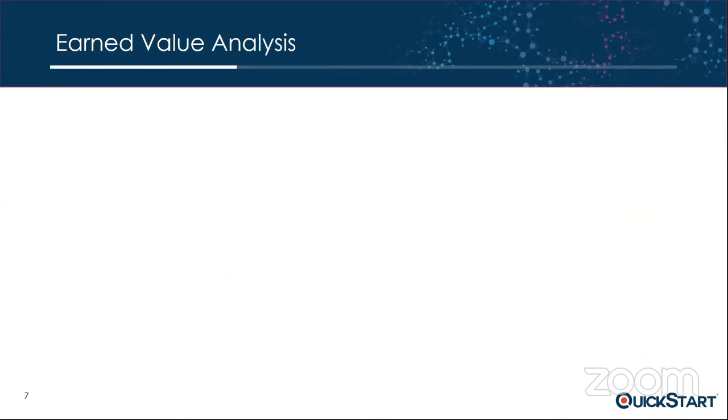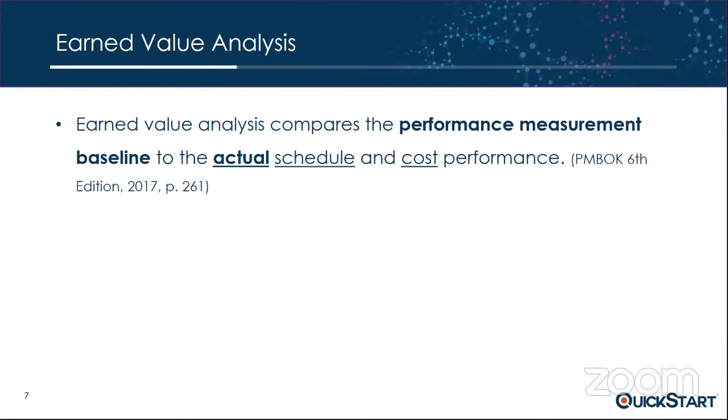definition and then we move into the definition of earned value analysis, you'll see that earned value analysis then picks up. Earned value analysis compares that performance measurement baseline, those 3 baseline variables, to the actual information around your project. In other words, the actual schedule and the actual cost with respect to your project. So as we move forward throughout this session, you're going to see how this comes together.